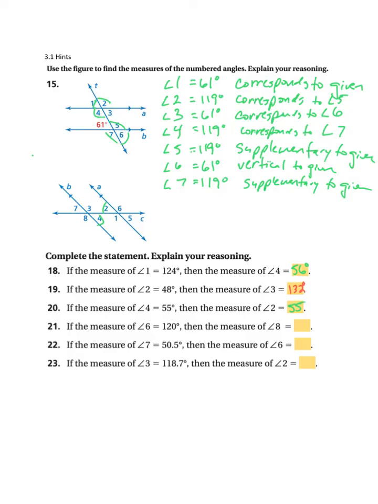All right, and then our next one gives us angle 6 is 120, so find the measure of angle 8. So again, that's a direct relationship. Those are alternate exterior angles, so it must be 120 degrees.